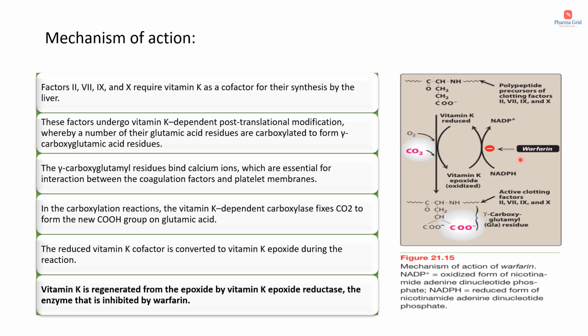And this enzyme is inhibited by warfarin. So what will warfarin do? Warfarin will inhibit the vitamin K epoxide reductase enzyme, which is responsible for the regeneration of vitamin K from vitamin K epoxide. So as a result, what will happen? This will result in the production of clotting factors with a diminished activity. Diminished activity means 10% to 40% of the normal, due to lack of sufficient gamma carboxyglutamic acid side chains.